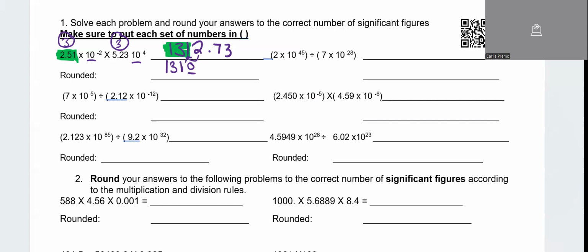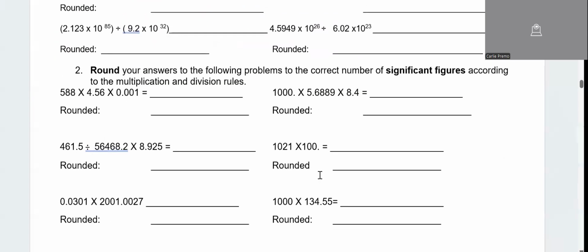73 here just gets chopped off because it doesn't change the value of the number. It would only add more sig figs. So this is my final rounded answer. Doing a few more down here that are below.